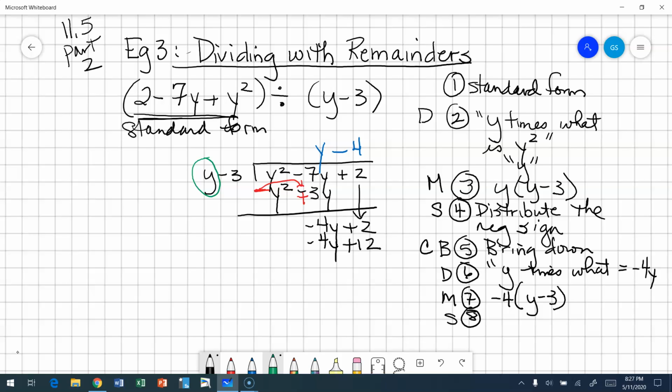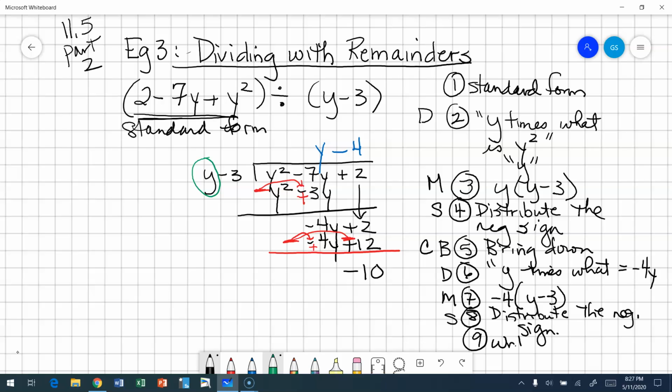Subtract. Remember to distribute the negative sign. So I'm going to subtract. Negative times a negative, positive. Negative times a positive is a negative. Negative 4y plus 4y is 0. Positive 2 and a negative 12 is negative 10. Notice I have a remainder.